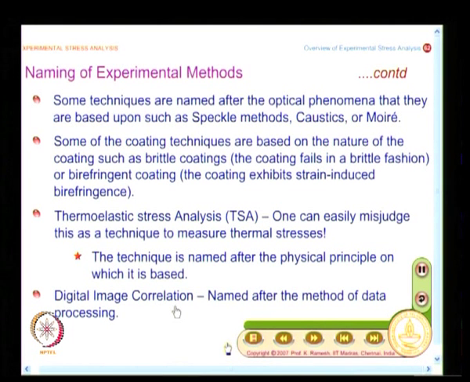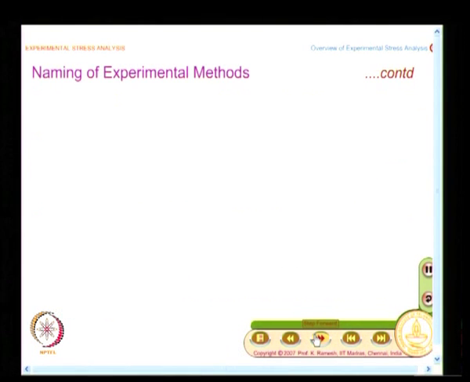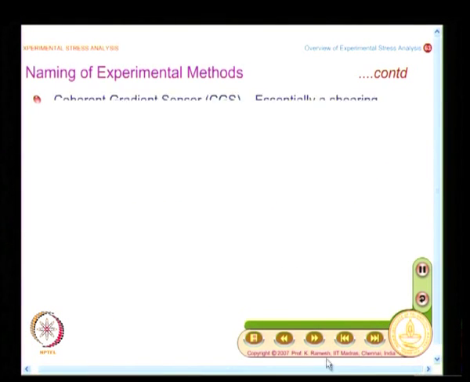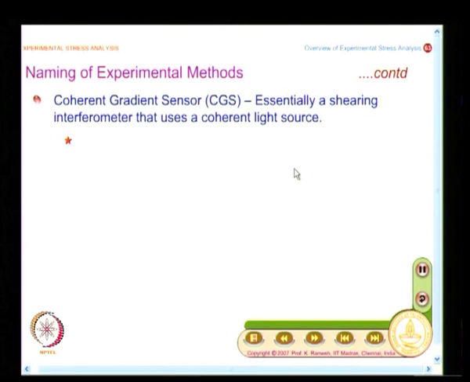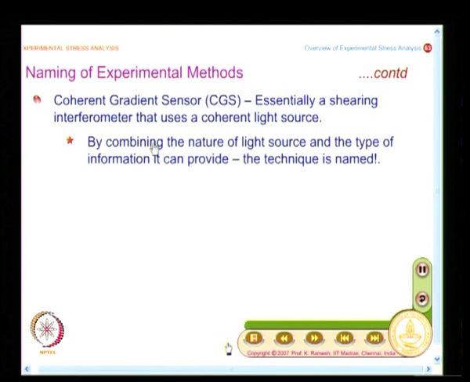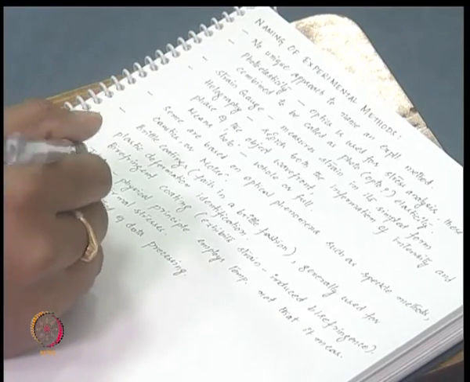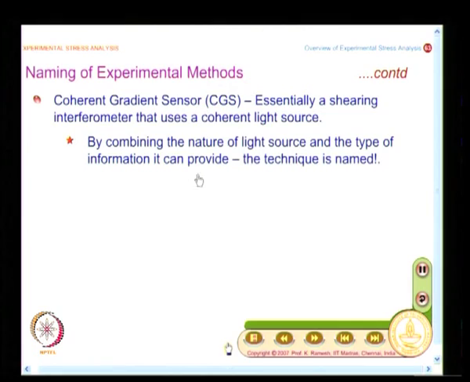So, techniques are named differently. I do not have a unique approach, and if somebody wants to develop a new technique, he coins what is more appropriate. And what you see in coherent gradient sensor, why is the technique called coherent gradient sensor? If you look at that, I use a coherent source of light. It is essentially a shearing interferometer. By combining the nature of the light source and the type of information it can provide, the technique is named.